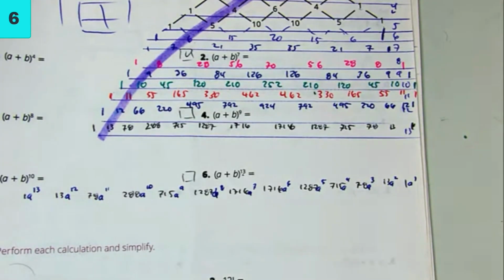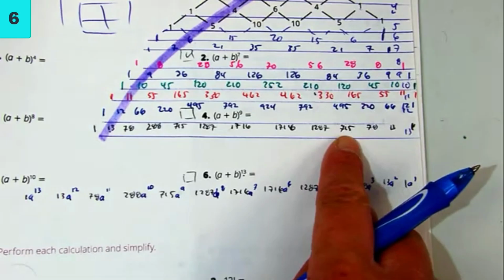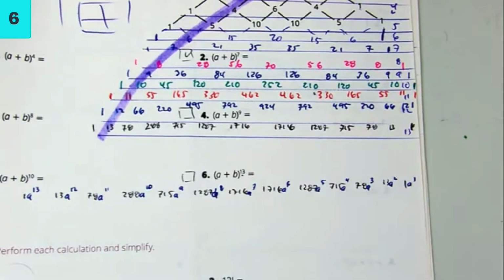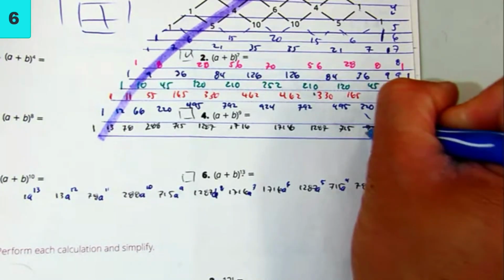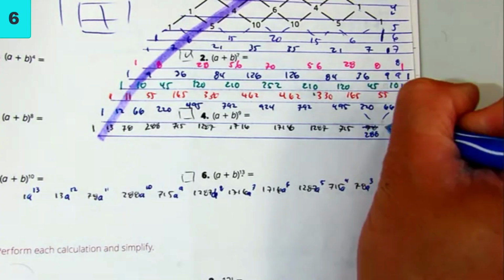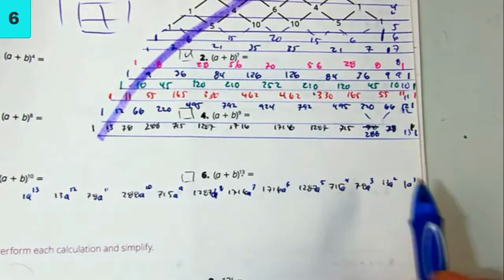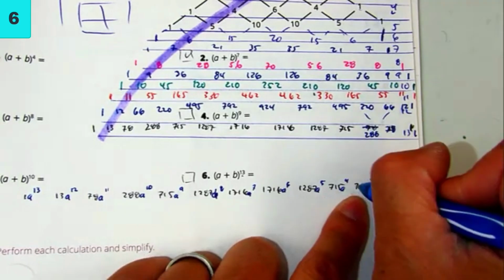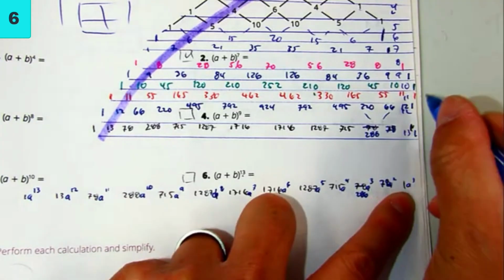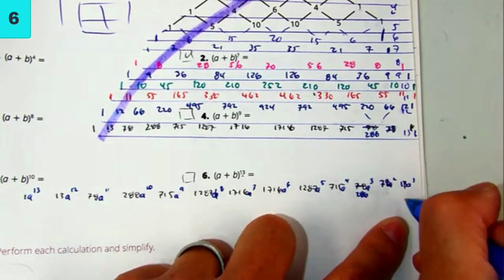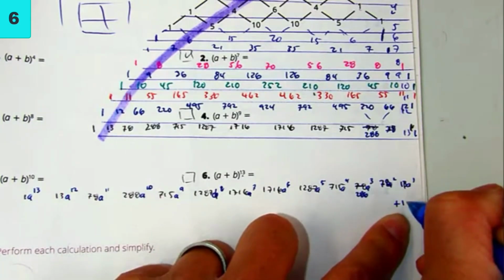We're missing a number. These two add to 286. 78, 13, and 1. So that means this is going to be 286, 78, 13, and then plus 1. So I'm kind of going down here. That would be A to 0.